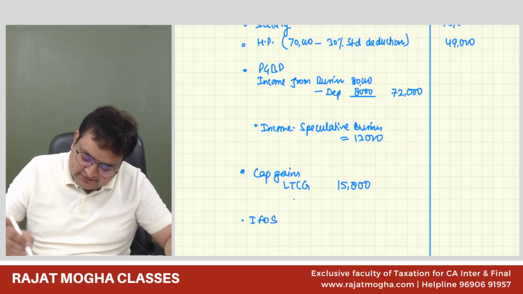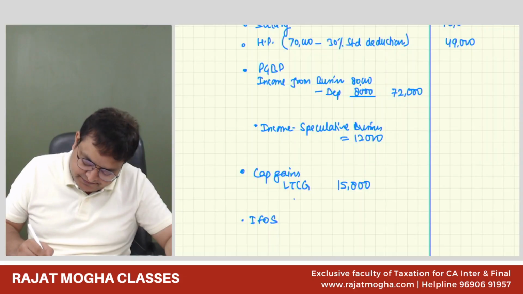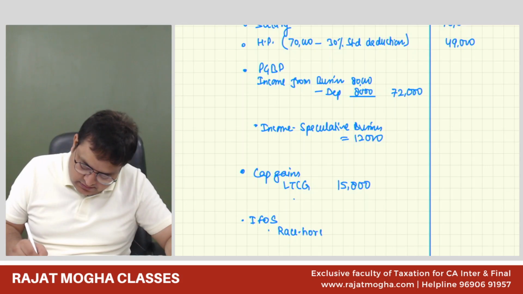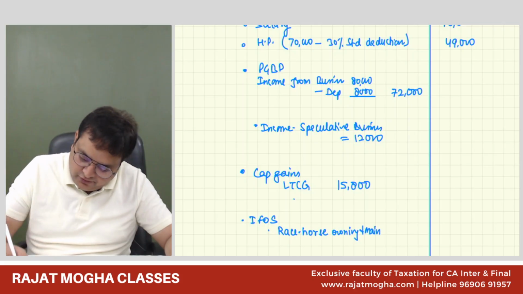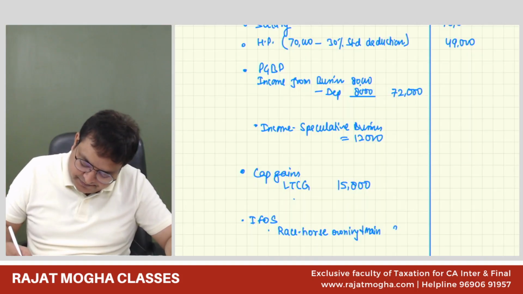Then income from other sources, loss on maintenance of race horses. Race horse owning and maintaining, so there is a loss of 9,000. I'll keep it in the inner column only.